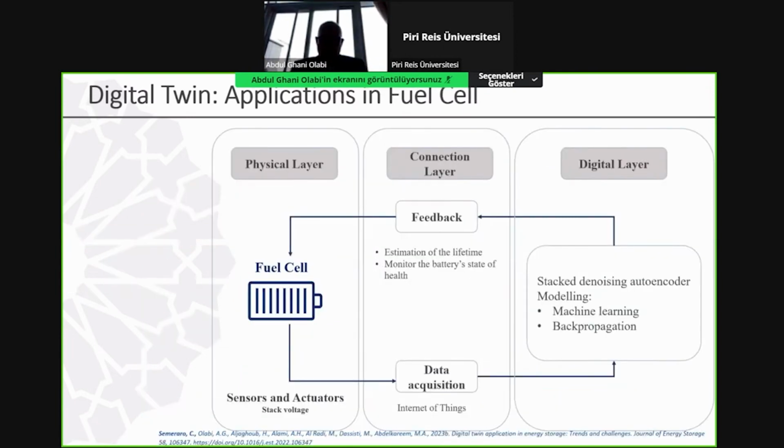Another work we are looking at, and we did, is on the fuel cell. Here we have the fuel cell. This is the physical fuel cell. We have the digital one, and between we have the connection layer. We have the estimation of lifetime, monitoring of the battery state of health, and so on. Here we give the information data to the cyber model, and at the end we also get feedback, and this feedback will go to the fuel cell, to the physical model, and we repeat the same cycle I mentioned earlier.